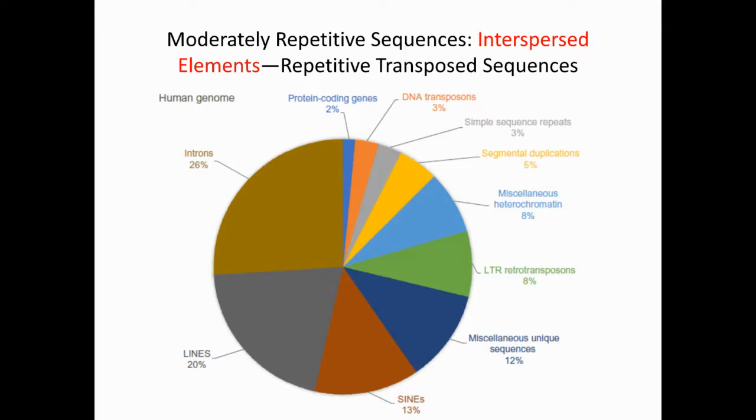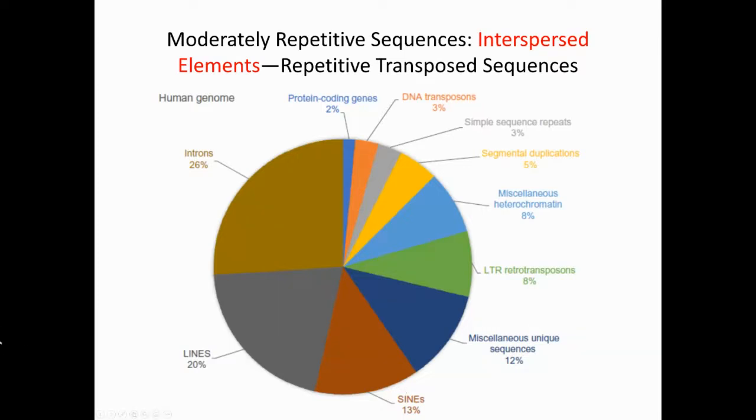The ALU family is 200 to 300 base pairs long and dispersed uniformly throughout the genome, both between and within genes. The importance of the ALU family is their potential for transposition within the genome, which is related to chromosome rearrangement during evolution. SINEs constitute about 13% of the human genome.